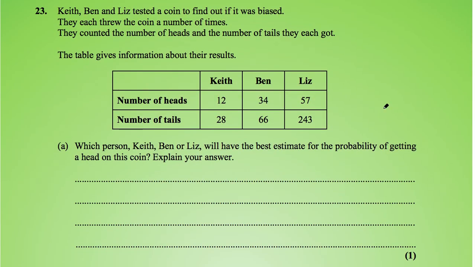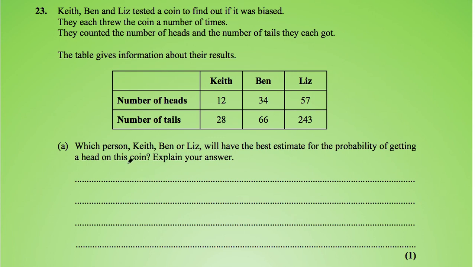Final question, question 23. Keith, Ben and Liz tested a coin to find out if it was biased. So this is a coin that may or may not be biased. They each threw the coin a number of times. They counted the number of heads and the number of tails they each got. And this table gives the information about their results. So Keith got 12 heads, 28 tails. Ben got 34 heads, 66 tails. Liz got 57 heads and 243 tails. Which person, Keith, Ben, or Liz, will have the best estimate for the probability of getting a head on this coin?